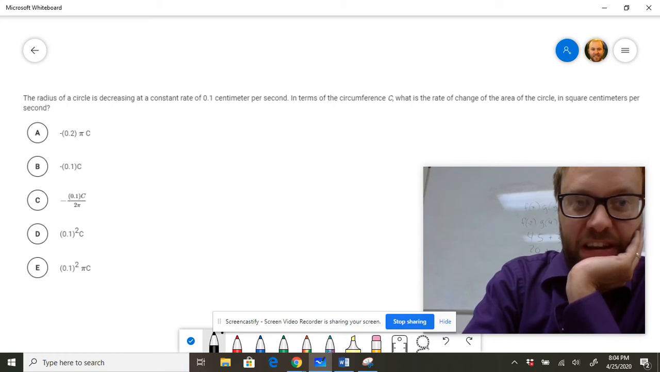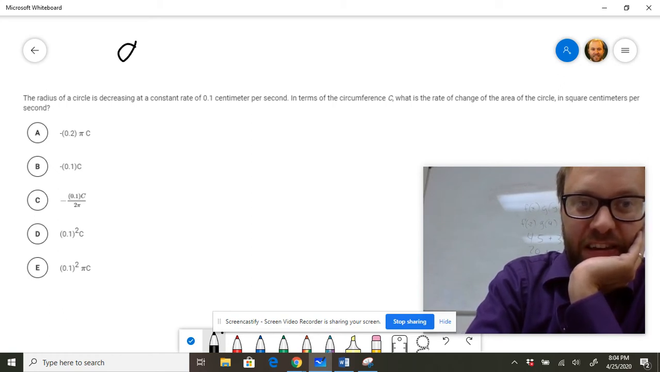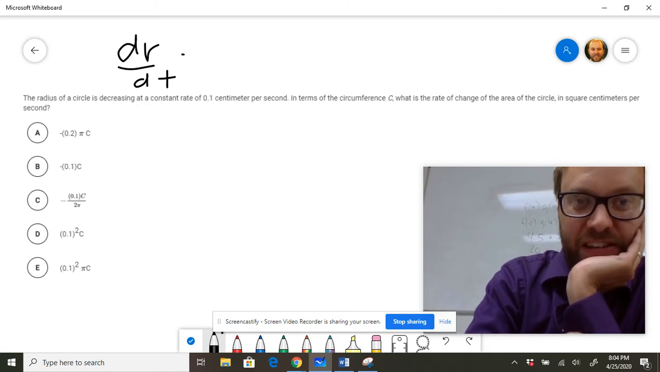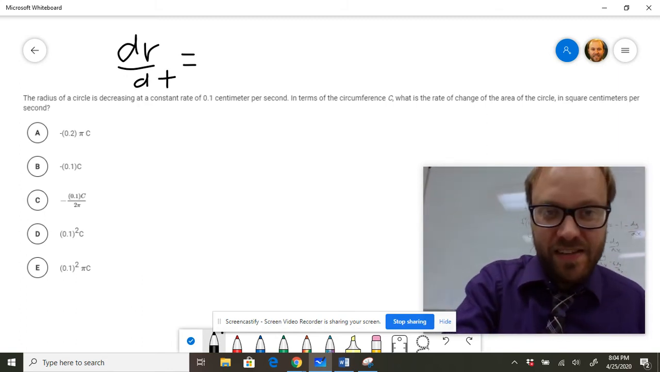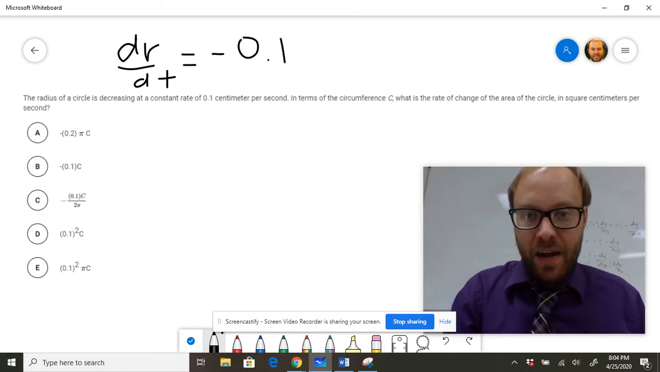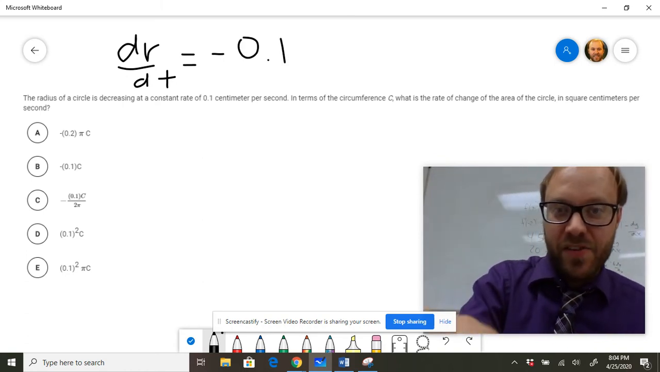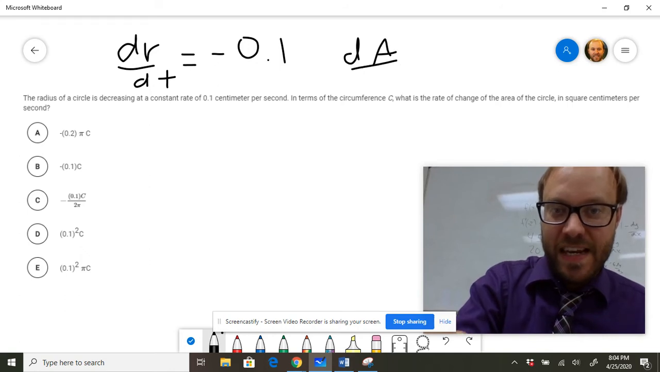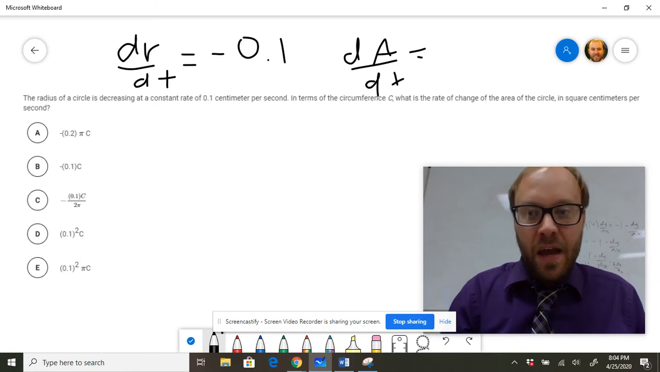So when they say the radius is decreasing, that is the rate of change of r. That's dr/dt. And notice it's decreasing. You always want to watch your signs here. So it's negative 0.1. They want the rate of change of the area of the circle, so they're asking us for dA/dt. And they're not giving us that. We're looking for that in centimeters per second, and they want it in terms of the circumference C.